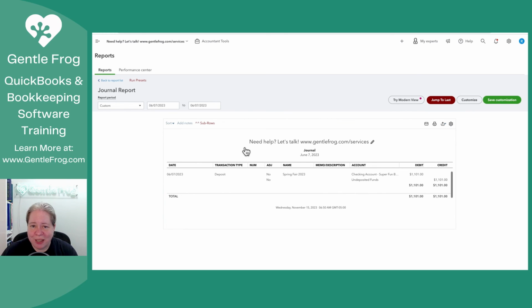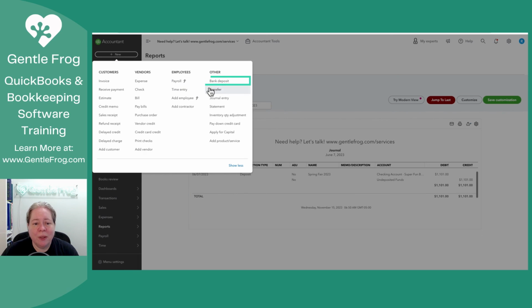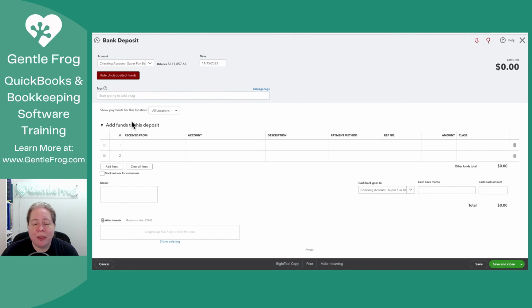One last thing and then let you guys go. If you're ever curious what is in undeposited funds, the way to find out is to go to the left-hand side of your screen, click on Plus New, go to the right-hand side and click on Bank Deposit. This is going to show you anything that is sitting in undeposited funds.